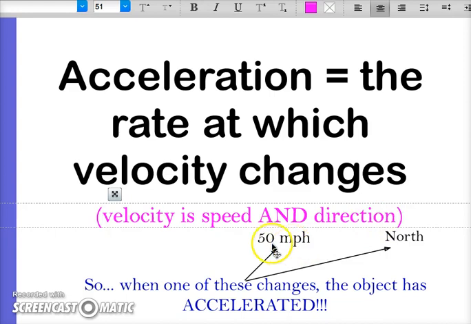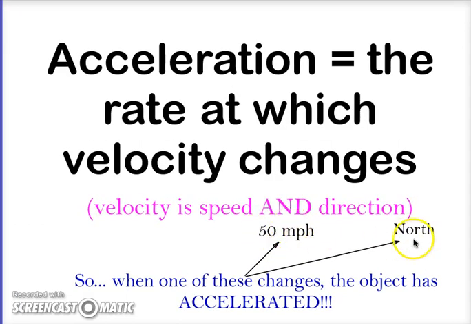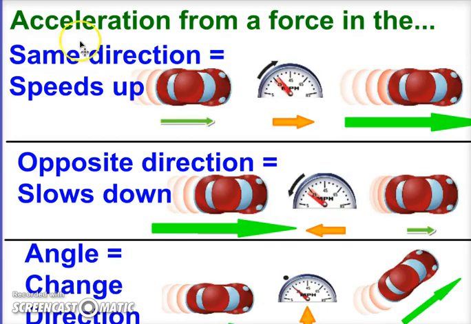So we could say that if an object is traveling 50 miles an hour north, then we have described the object's velocity. Now, if one of these things changes, either the speed of the object changes, or the direction changes, or both, then we say that this object has accelerated. Most people think that acceleration is when an object speeds up. Well, that's part of it.